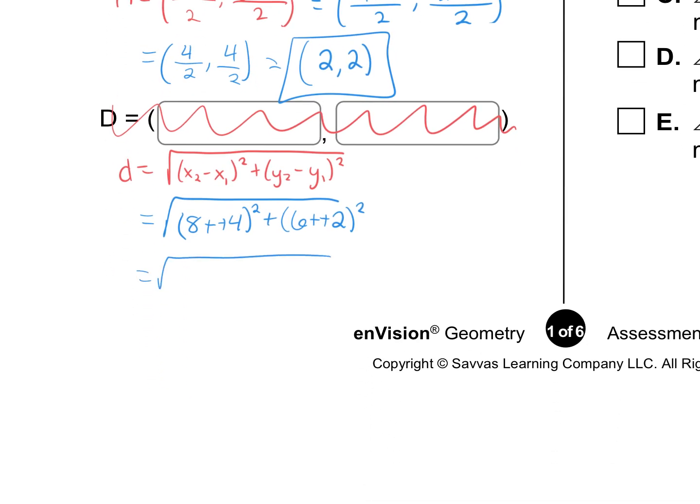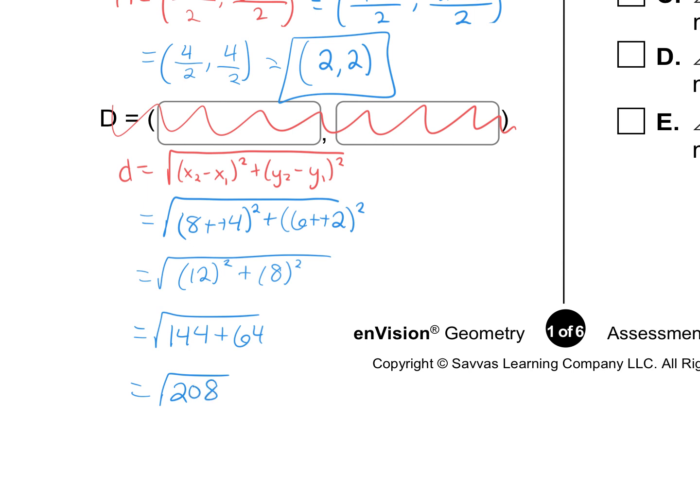Like I said, biggest thing is being careful with those negatives. 8 plus 4, 12. 6 plus 2, 8. What's 12 squared? 144. 8 squared? 64. So 144 plus 64 is 208.